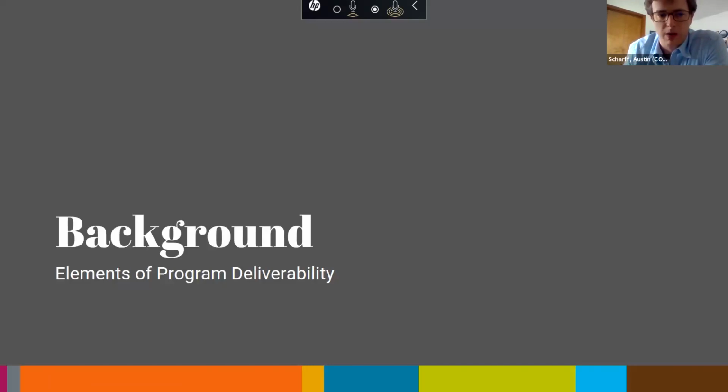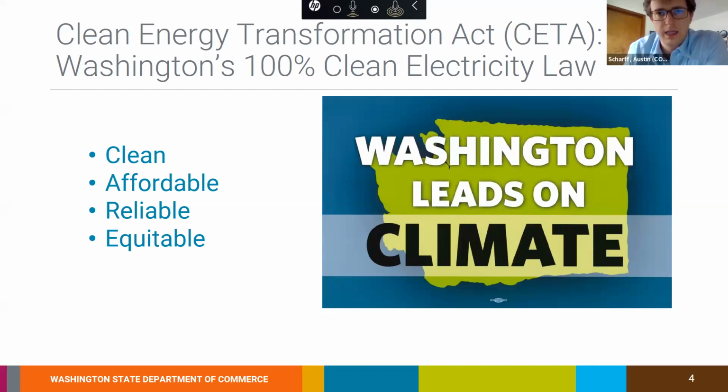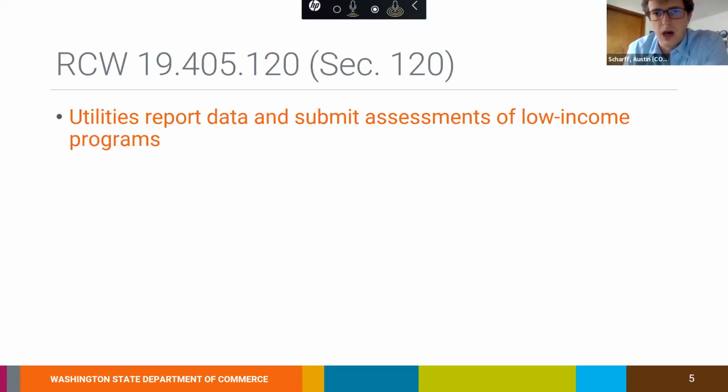I wanted to give a little bit of background on what brings us here today and what we'll be discussing. So in 2019, the state legislature passed the Clean Energy Transformation Act that set Washington on a path to a clean, affordable, reliable, and equitable clean energy future. As part of that law, under RCW 19.405.120, what we'll refer to as Section 120, utilities are instructed to make progress on providing energy assistance to low-income households.